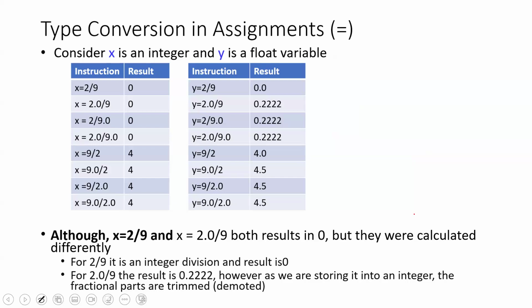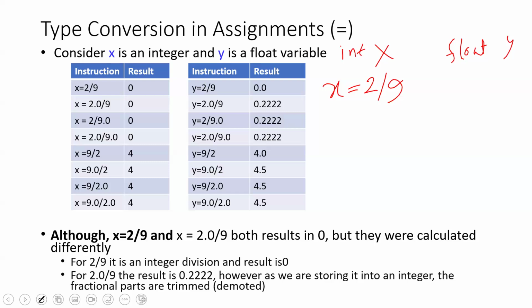Do not start reading this slide, as I said. Consider x is an integer and y is a float variable. Now you have to tell me what will be the value of x and the value of y if I do this. Let's write it here. int x, float y. Now if I write x equals 2 divided by 9.